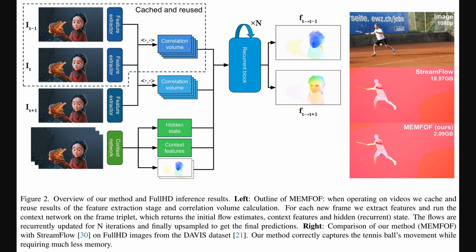So how do they actually achieve this efficiency? Well, this next diagram gives us a great overview of the architecture. On the left, it shows how the model looks at 3 frames at once, pulling out key visual details. It then builds a correlation volume, which is essentially a map of how pixels match up between frames to understand the movement. This information gets refined repeatedly to produce the final, accurate flow. The impact of this design is shown on the right, where another model needs almost 19 gigabytes for a 1080p video, while MEMFOF needs just over 2.